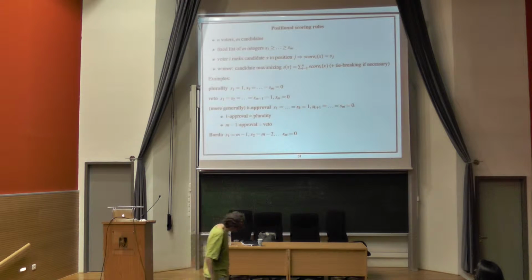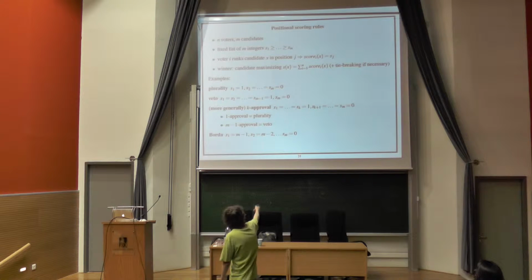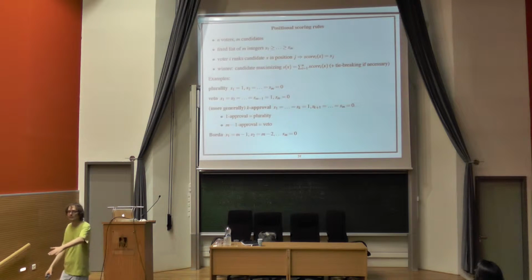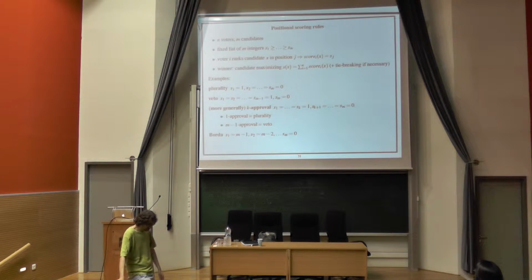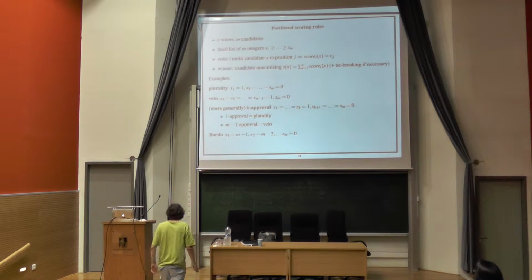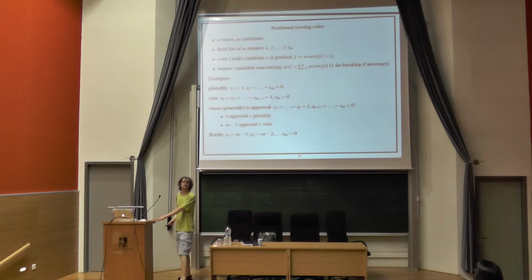Also another family of scoring rules is k-approval. K-approval actually is a generalization of those two. You give a point to positions 1 to k, and then it falls to 0. So the winner would be the candidate who is ranked in the first k positions by the highest number of voters. And of course, if k equals 1, then we get plurality again, and if k equals m minus 1, we get veto. Questions? Yes? No?